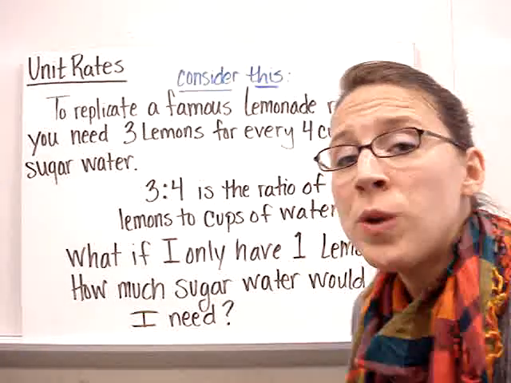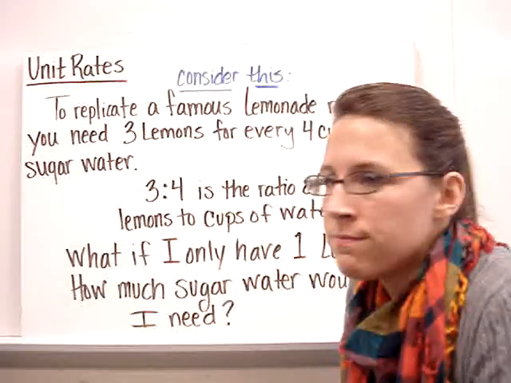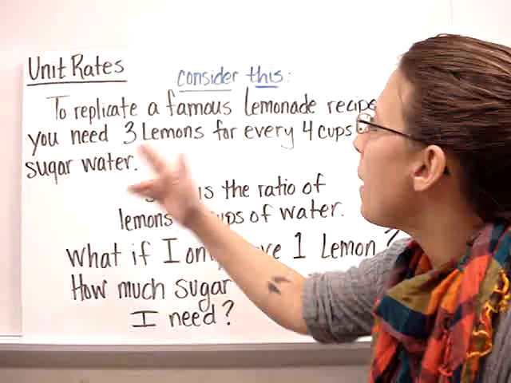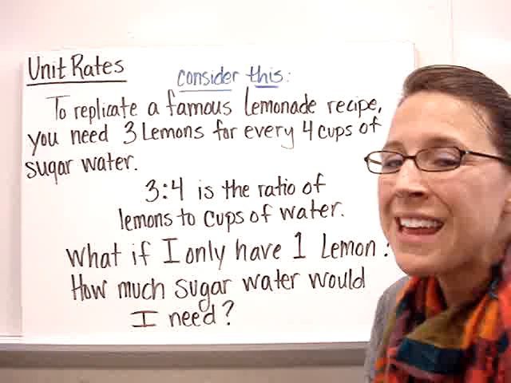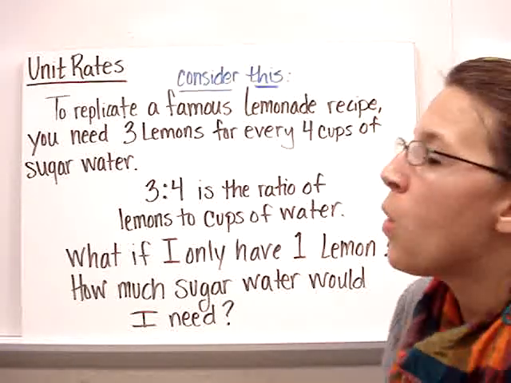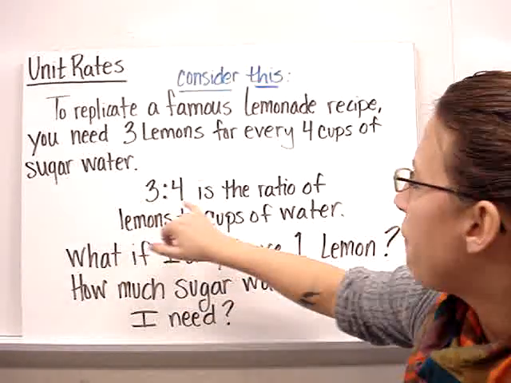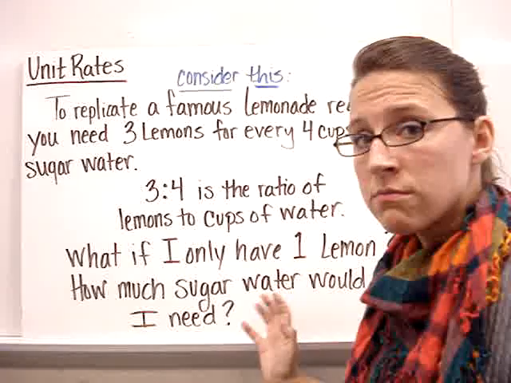This lesson is on unit rates. I want you to consider this scenario. This is a ratio scenario. To replicate a famous lemonade recipe, you need 3 lemons for every 4 cups of sugar water. So 3 to 4 is the ratio of lemons to cups of water.